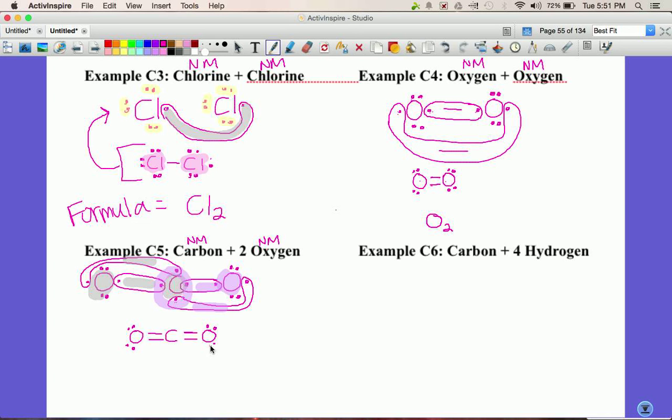Now, we write the formula. We have a C. We used 1 carbon. And we used an oxygen. Now, we used 2 different oxygens, so that'd be CO2, which is carbon dioxide.